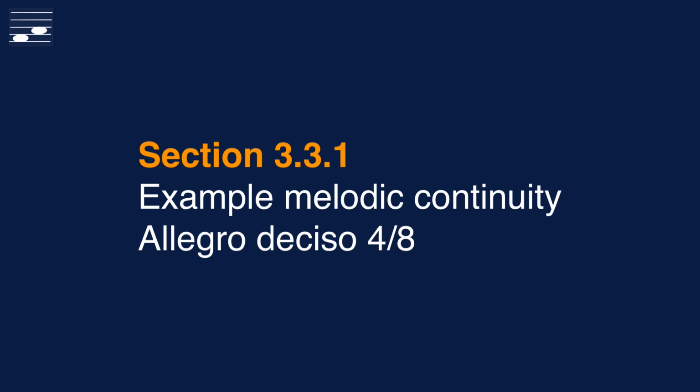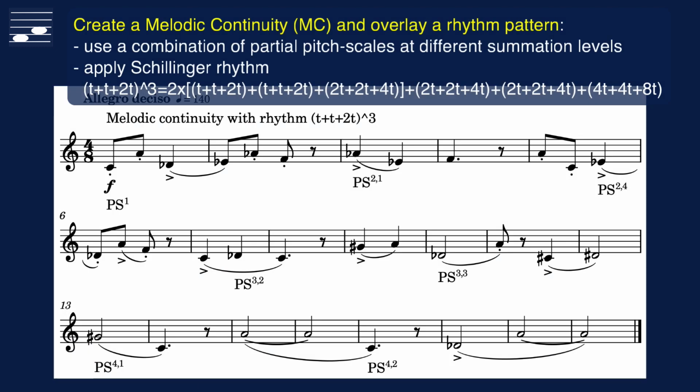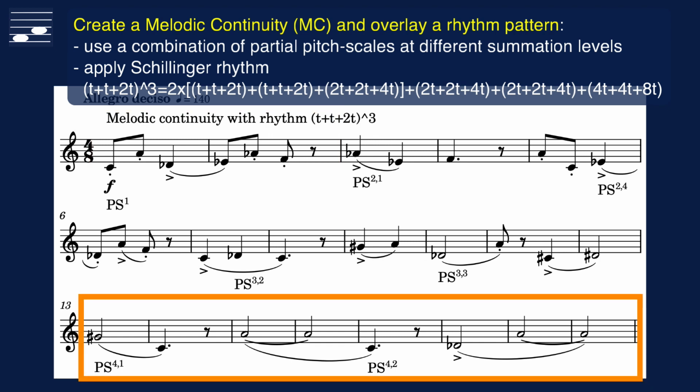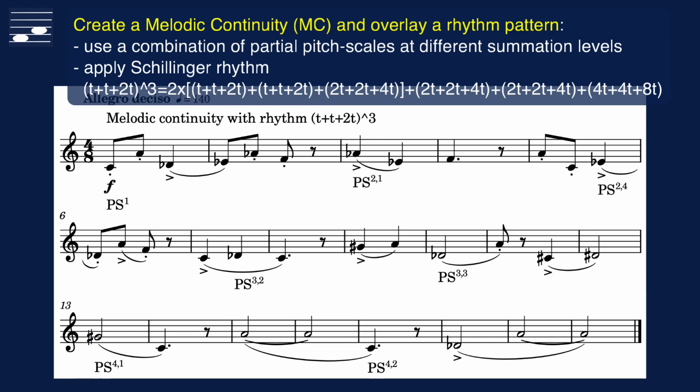Let's look at an example continuity with the method of summation. The example uses a combination of partial pitch scales at different summation levels, starting with the 6-pitch scale and ending with the 2 3-pitch scales.